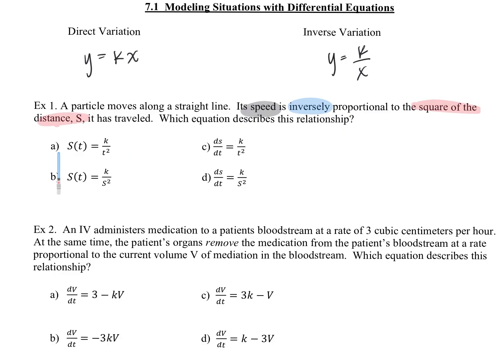Speed. Do you think speed would be s or ds/dt? Speed is a rate. So I agree, it's going to be ds/dt. I'm getting rid of A and B. It is inversely proportional, so we've got to divide by the square of s. D. I agree.